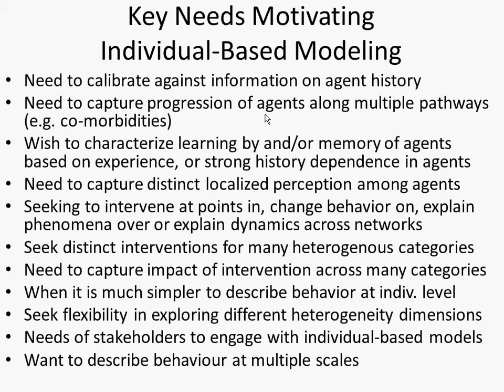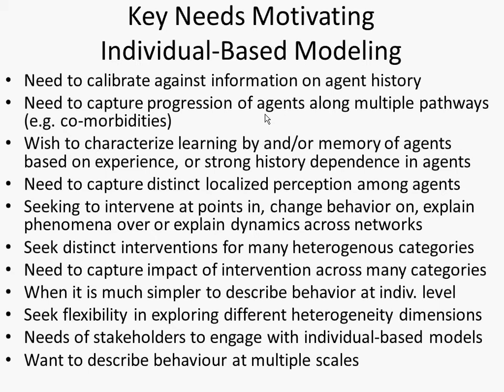If you want to capture progression of agents along multiple pathways, comorbidities. So it was asked earlier, comorbidities. So maybe you're interested in Hep C and HIV co-infection and the consequences for progression. Trying to capture comorbidities at an aggregate level requires an explosion of the model that often both obscures understanding and is time-consuming, and also really slows it down and is awkward. And so, at an individual level, you can do this much more easily.